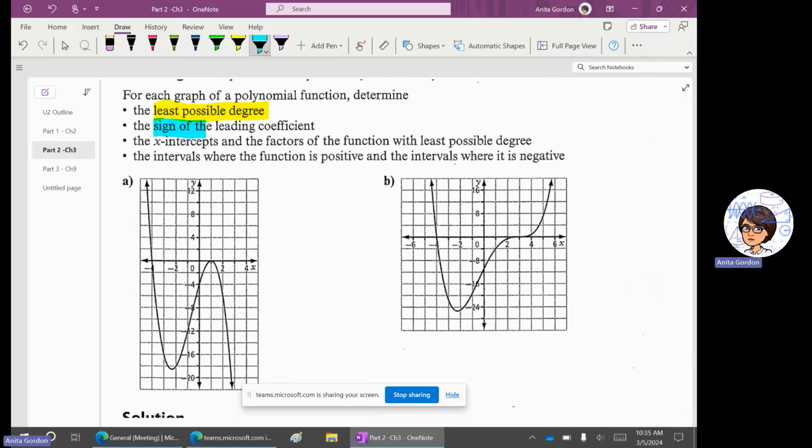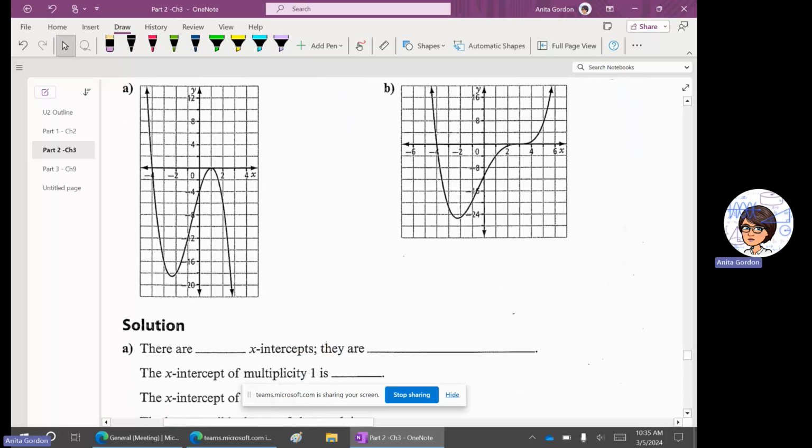We want to know what is the sign of the leading coefficient. We're going to use the x-intercepts and factors to determine as best we can information about this graph. And we're going to identify on what intervals is the function positive and on what intervals is it negative. So essentially we're going to say for what values x is y positive, for what values x is y negative.